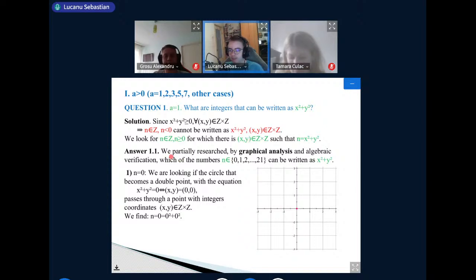The first answer. We partially researched, by graphical analysis and algebraic verification, which of the numbers from 0 to 21 can be written as x squared plus y squared. The first case, when n is 0: we are looking if the circle that becomes a double point, with the equation x squared plus y squared equals 0 if and only if x and y are 0, passes through a point with integer coordinates. We find that n equals 0, which also equals 0 squared plus 0 squared.